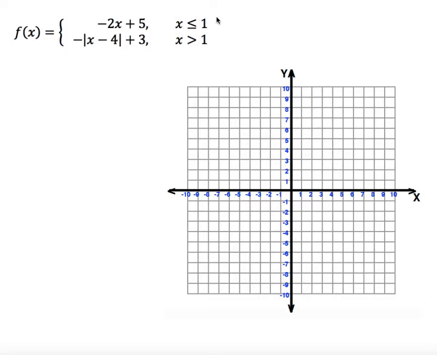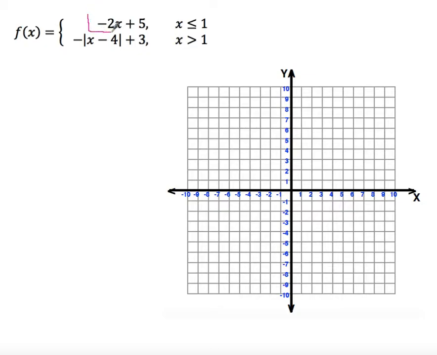This is the restriction. This is like the invisible line that we have to stay either to the right or to the left of. And we also have to pay attention to whether we can touch the line or not, whether we would have a closed circle or an open circle. So here's what I recommend doing. I would consider using two different colors, and I would consider using pencils. If you have colored pencils that you can erase, that would be really helpful, I think.